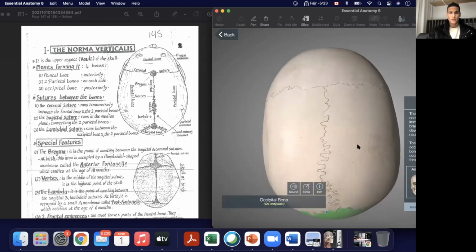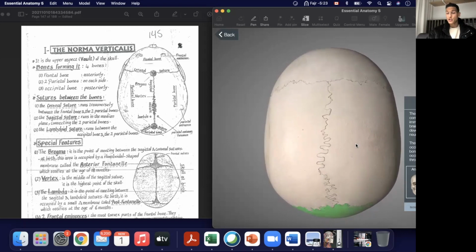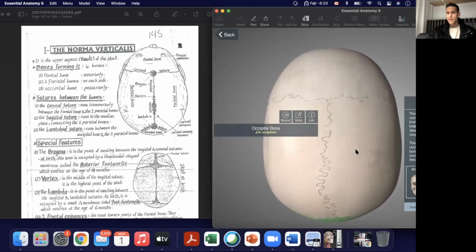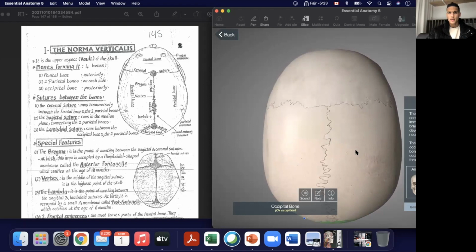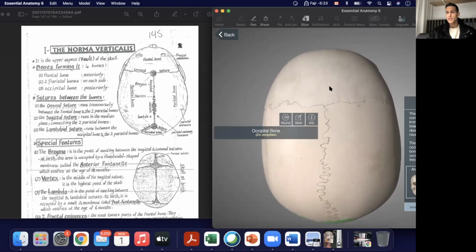Now we finished the sutures. We're going to talk about the important parts of the skull. They are just general features for you to remember. Let's start with the point where the coronal suture meets the sagittal suture. This part is called the bregma, and it's found between the 3 bones here, the frontal and the 2 parietals.